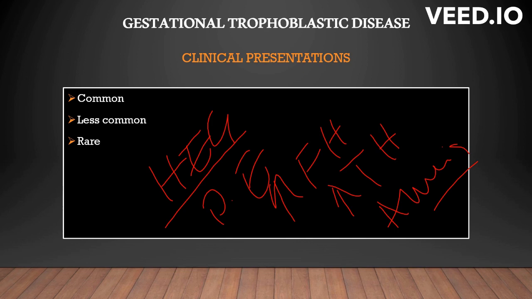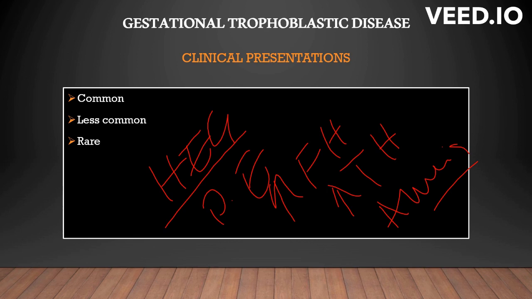Hyperemesis gravidarum, why does it happen? As we all know, there is an excessive release of beta HCG because of abnormal proliferation of the trophoblastic cells. And this beta HCG is responsible for the excessive signs and symptoms of pregnancy. Excessive vomiting in pregnancy, which necessitates admission to a hospital, or which leads to electrolyte imbalances, or which leads to a loss of 5% of the patient's weight, is termed hyperemesis gravidarum.